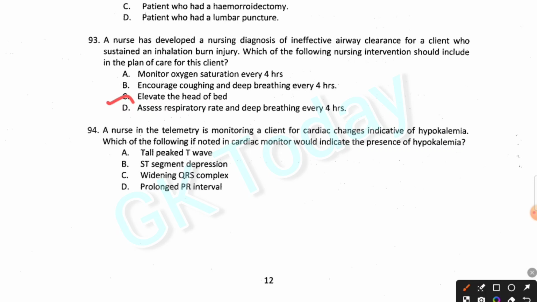Question number 94. A nurse in the telemetry unit is monitoring a client for cardiac changes indicative of hypoxemia. Which of the following, if noted on the cardiac monitor, will indicate the presence of hypoxemia? Correct answer is option B. ST segment depression. ST segment depression indicates the presence of hypoxemia.